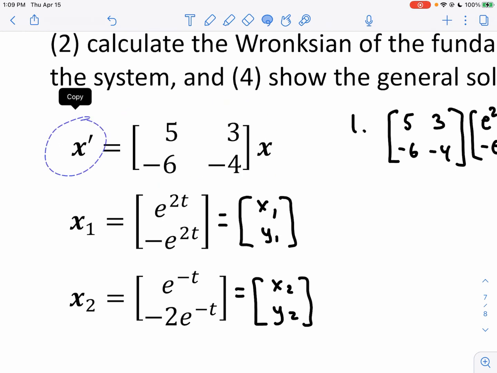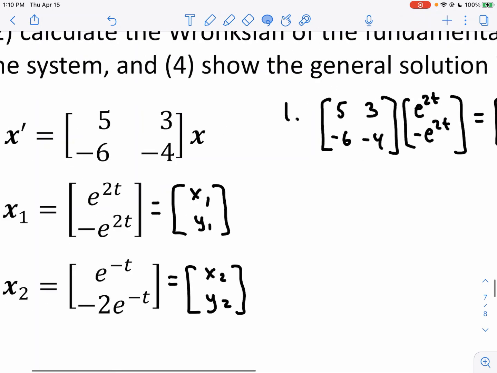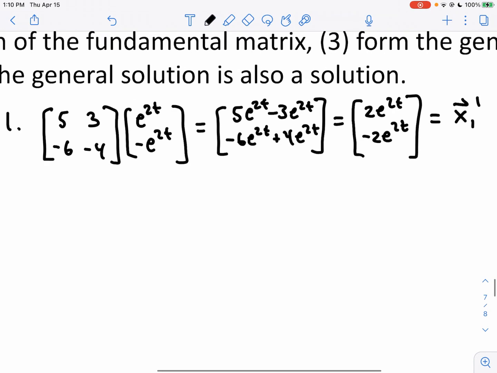Now I'm going to plug in x1 to the left side of my differential equation. In other words, just do the derivative of this. And the derivative of e to the 2t is equal to 2e to the 2t, which is exactly what we have right here. And the derivative of negative e to the 2t is negative 2e to the 2t, which is exactly what we have right here. So this is the same thing as x1 vector prime.